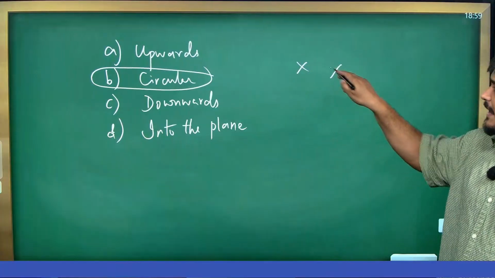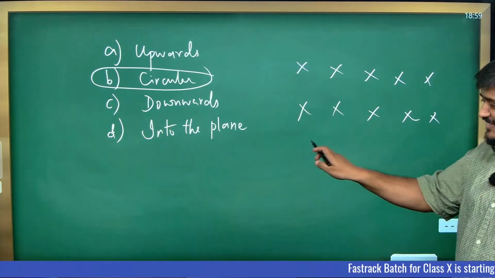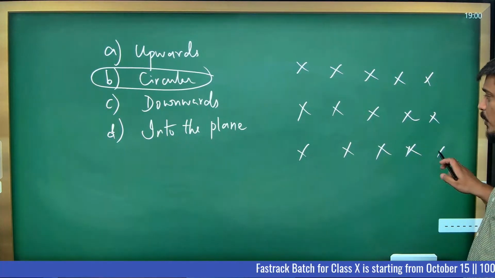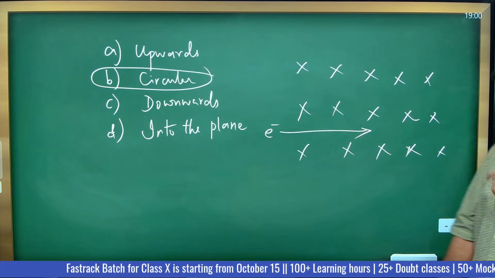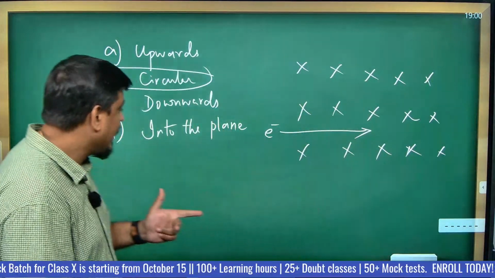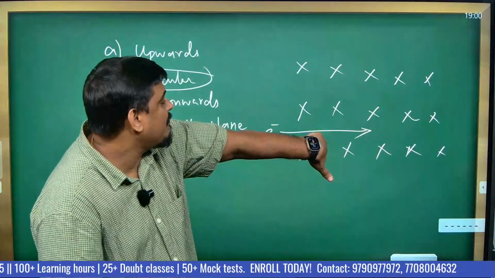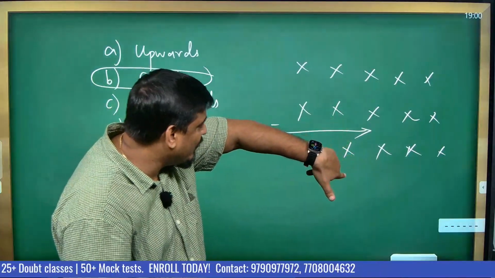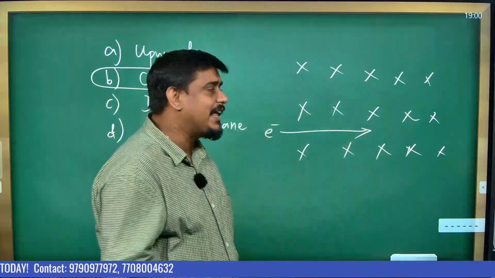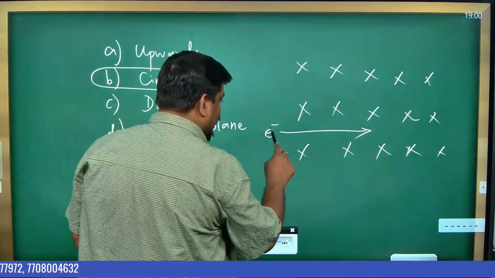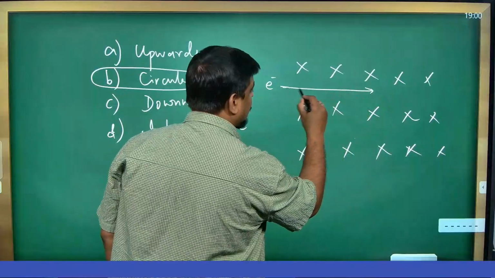Question is, there is a magnetic field into the plane. The electron enters from left to right. You know very well, if electron is entering from left to right, current will go from right to left. So magnetic field is into the plane and the current is towards the left. The force will act in the downwards direction. So you will write the answer as downwards.